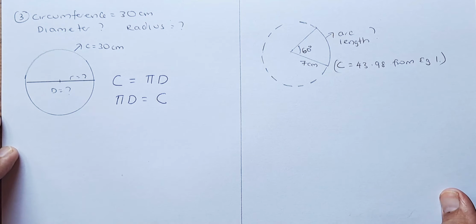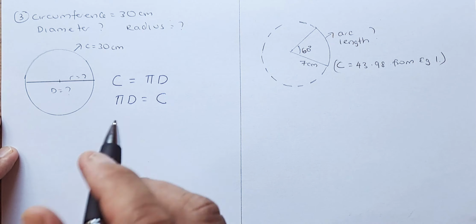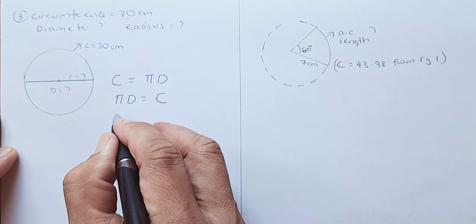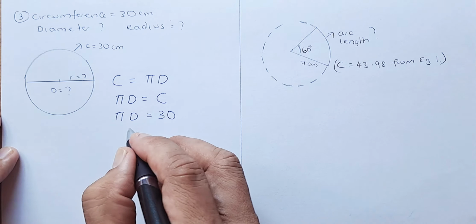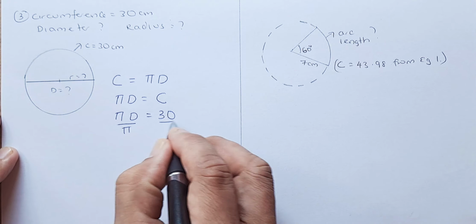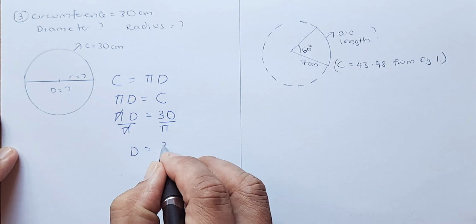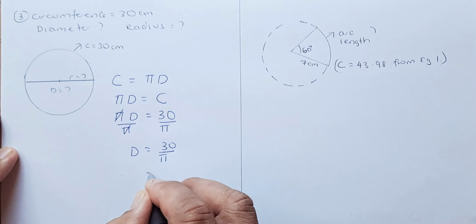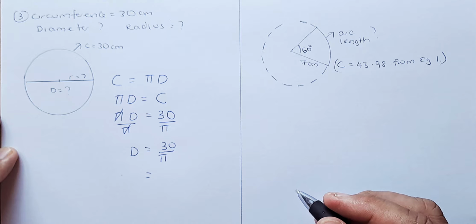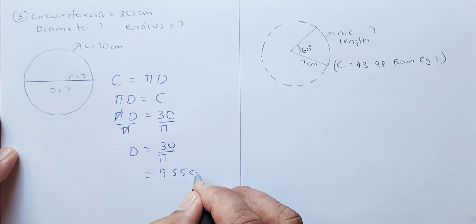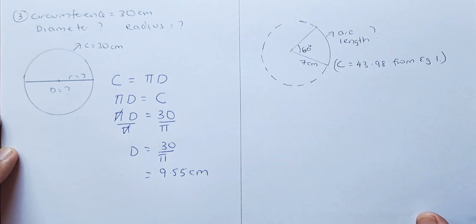Next step, you're going to put in whatever values you know. The circumference is 30, so pi times diameter equals 30. And now to find the diameter is simple. You divide by pi on both sides. The pi will cancel out. So diameter equals 30 divided by pi. And the answer is going to be 9.55 centimeter. This is the reverse way of calculating the diameter given the circumference.